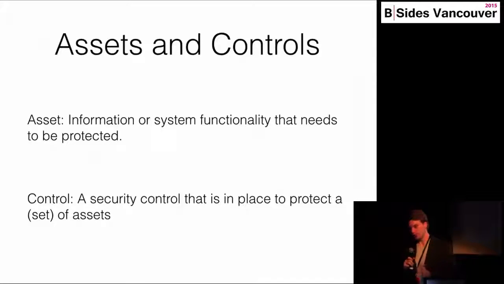A control, alternatively, is the thing that protects the asset. And that could be anything from parameterized queries if you're trying to defend against some value stored in a backend database. That could be something like output encoding. It could be any number of things. But controls protect assets, in short.